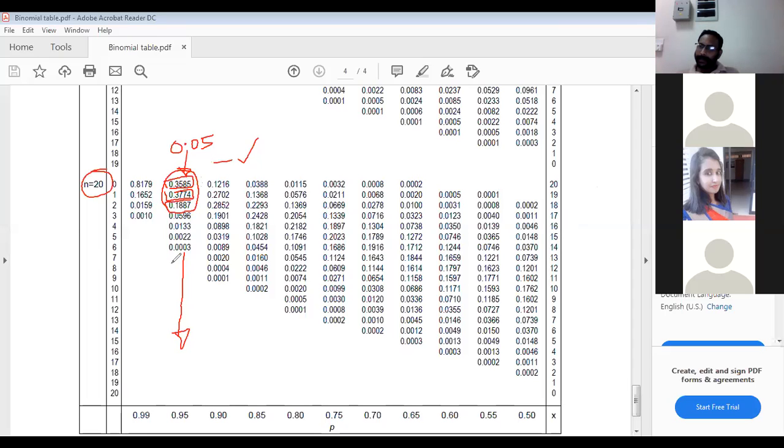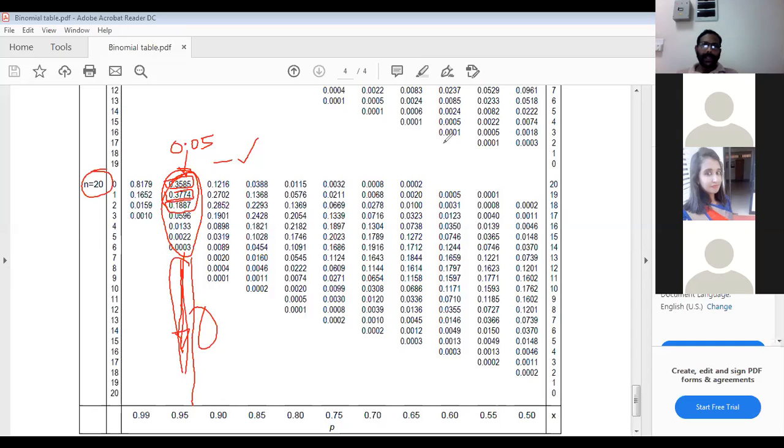Those are beyond the four decimals. If you look at the four decimal points, we can say they have a zero value. If you add these probabilities, it should be equal to 1. These are very small values, so they are not in the table. We can consider that as 0. Right? Clear? So this is how we look at the table.